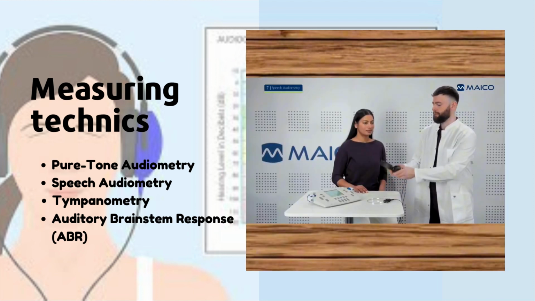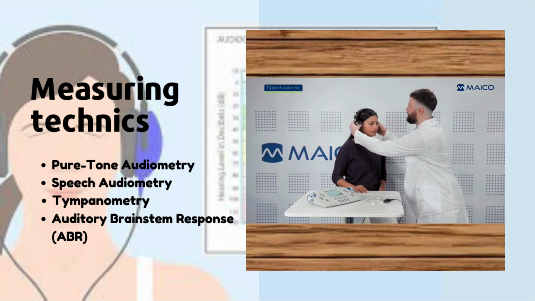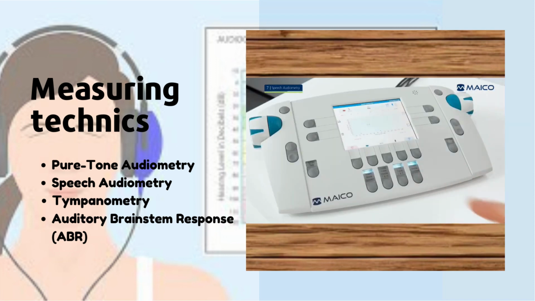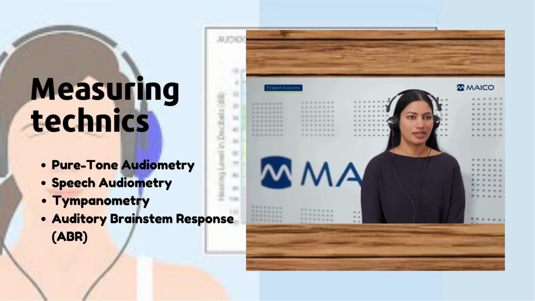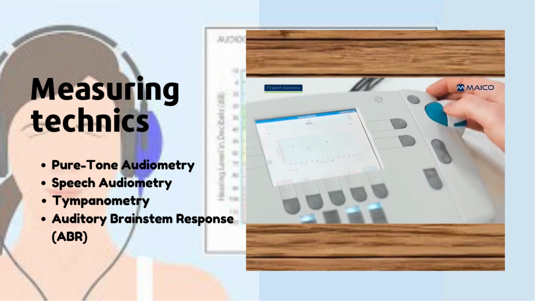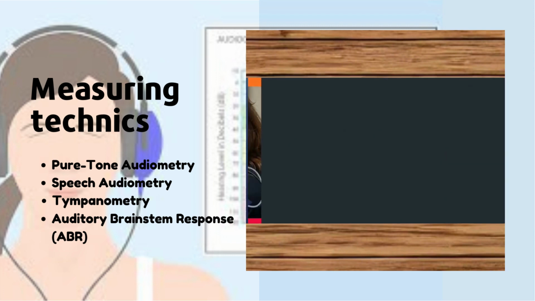The second one is speech audiometry. Speech audiometry assesses an individual's ability to hear and understand speech. It involves the presentation of spoken words at varying volume and clarity. This test helps determine the person's speech reception threshold or word recognition ability, providing valuable information about the functional aspects of their hearing. It is often used in conjunction with pure tone audiometry for a comprehensive evaluation of hearing capabilities. The third one is tympanometry.